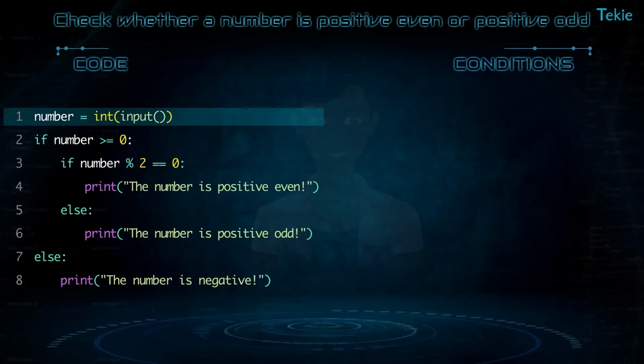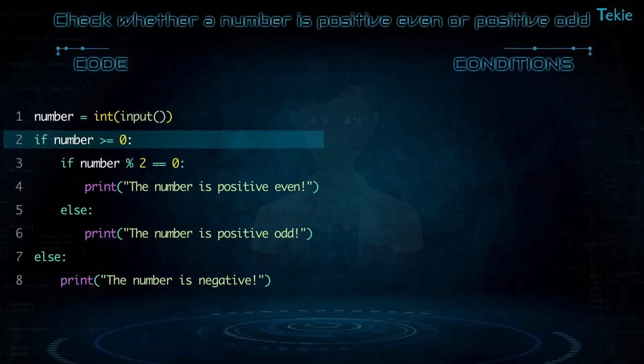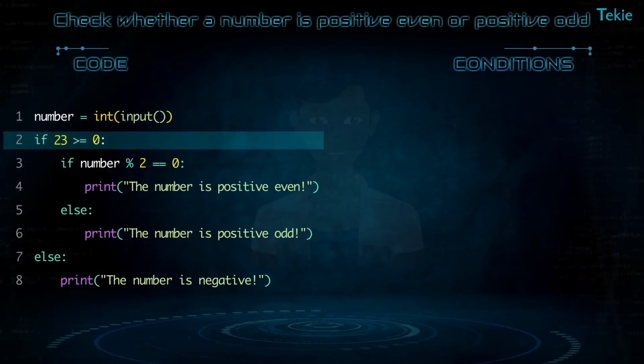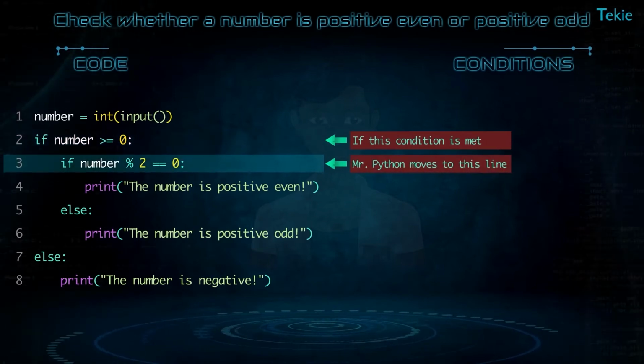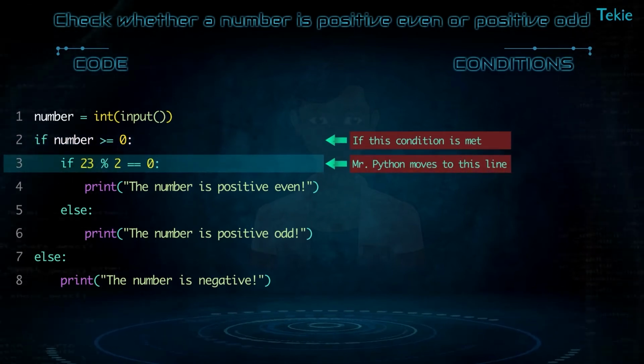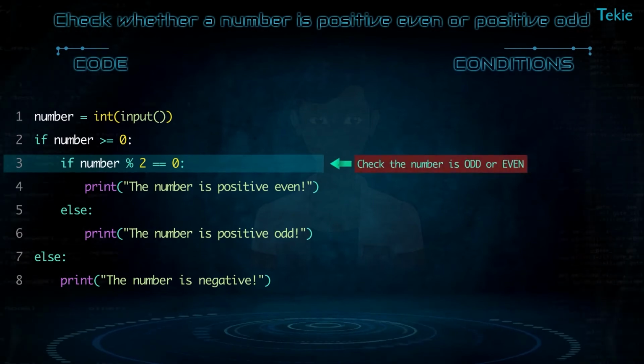Okay, with line 1, a user can type any number. And in line 2, we check if the number is greater than 0. Next, if the number is positive, we move to line 3. And then we check if the number is divisible by 2.